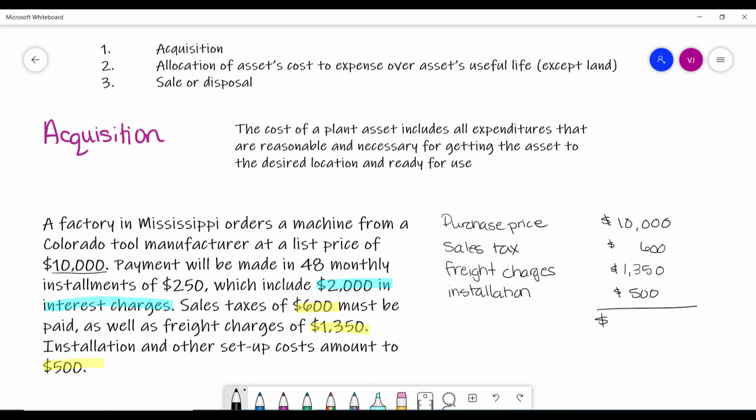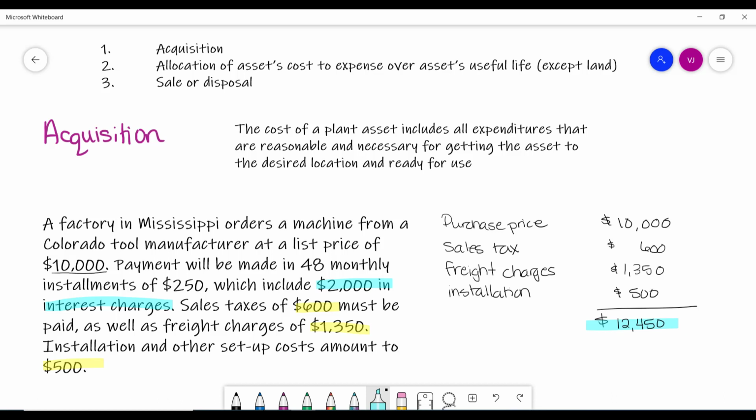So when we add the $10,000, the $600, the $1,350, and the $500, the total asset cost here comes out to $12,450. So this $12,450 is actually what that machine would be recorded as on the books. So that's the amount that we will see next to machine when that machine is put on the books there.